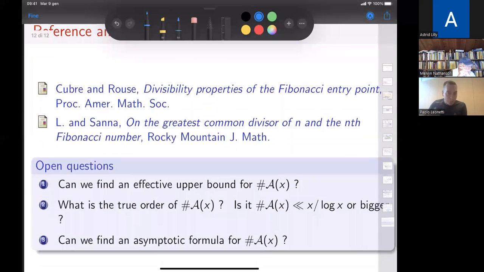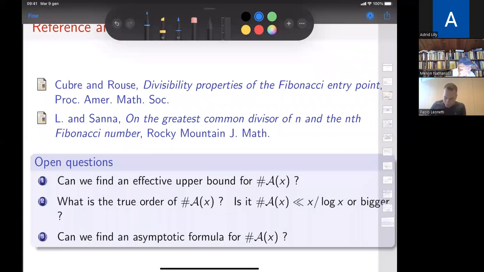Here we finished, and I want to conclude with essentially one open question, which is, can we find an effective upper bound on the cardinality of A up to x? And if we refine the question, what is the real largeness of the set calligraphic A? Is it true that it is really of the order x divided by log x? And the best possible thing could be, can we find that asymptotic formula?